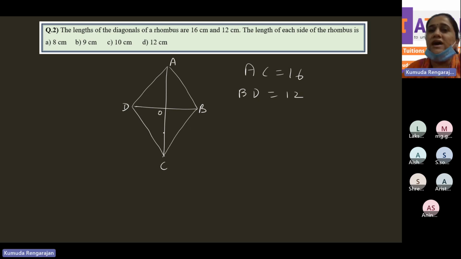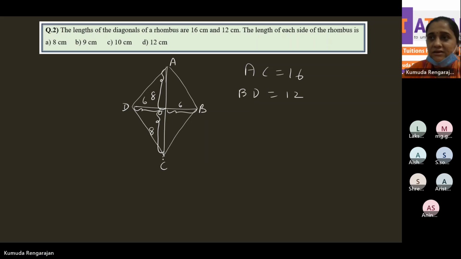We know that the diagonals bisect each other. So AO is 8 and OC is also 8. This one is 6, this one is 6. In a rhombus, diagonals are unequal. Diagonals bisect each other, that means O is the midpoint of both the diagonals, both AC and BD. So if AC is 16, AO is 8, CO is 8. And if BD is 12, BO is 6 and DO is 6.